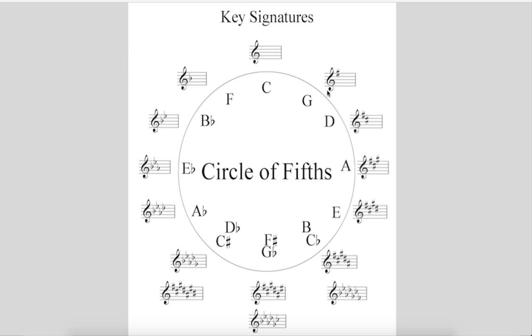We call them closely related keys, is the actual term we use. Similarly, G and D are closely related keys. So you can go either direction in this and find a closely related key. Okay, now let's keep going. So we're on E, right? If we go up a fifth of E, we end on B, and that is the key signature for B.